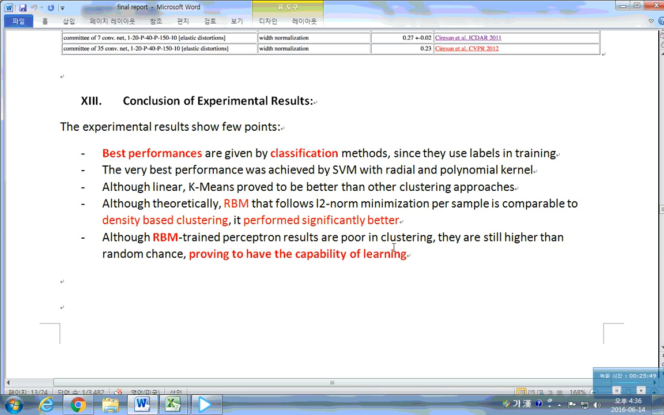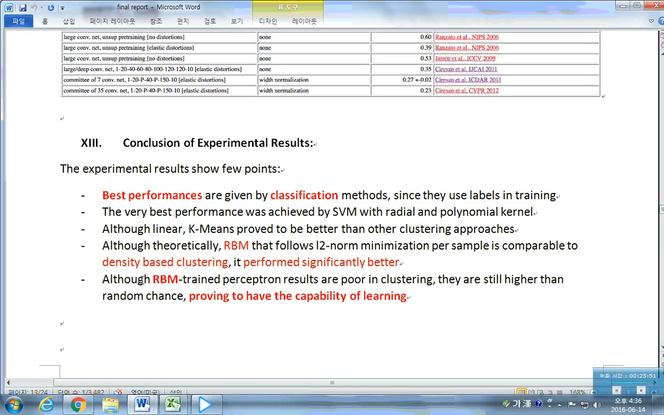So these are the conclusions. The other conclusion is RBM is actually using L2 minimization, so it's actually following some gradient descent algorithm, and in that sense it is slightly comparable to density-based clustering, because every sample we get will affect our weight. So when we train so many times, it will be affected so much by the clusters that are nearby.